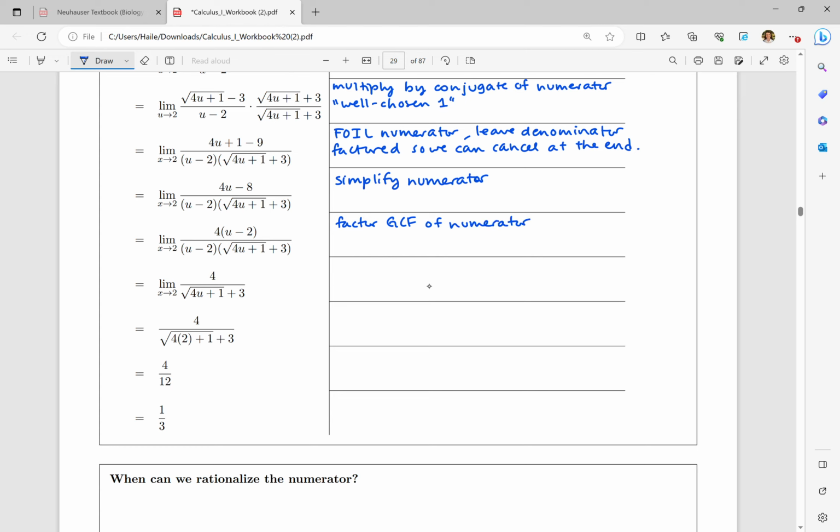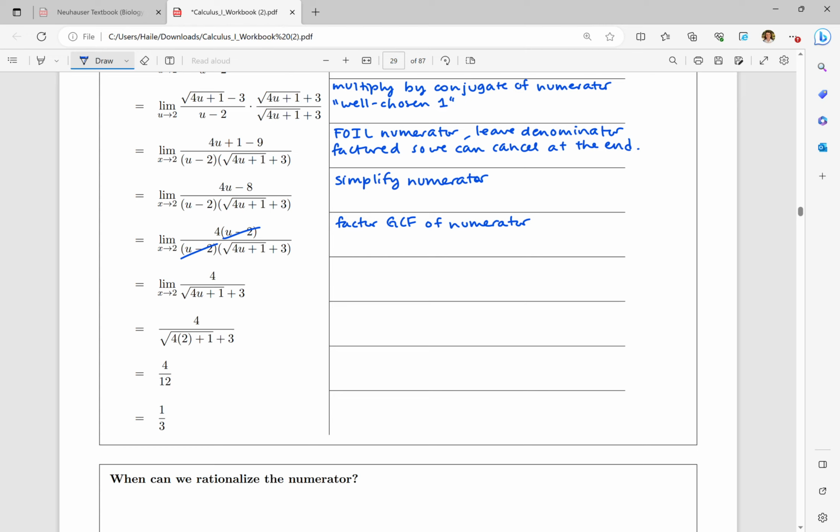And so what that means is I'm going to pull out that factor of 4, and I'm going to be left with u minus 2. Okay, so now I have a u minus 2 factor on top, u minus 2 factor on bottom. That's really good. So now I can cancel these two, and I'm left with just 4 on the top and the square root of 4u plus 1 plus 3 on the bottom.